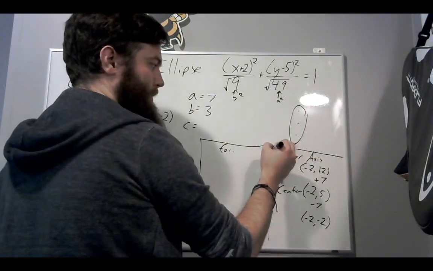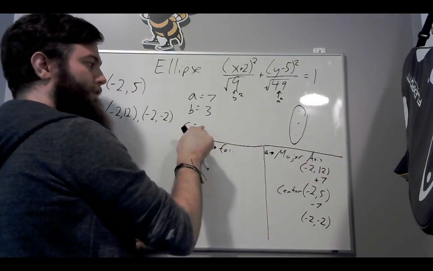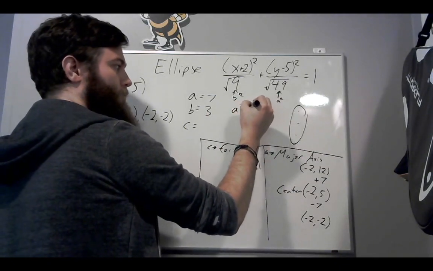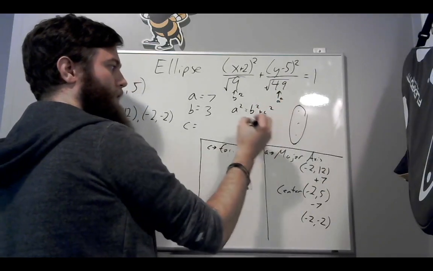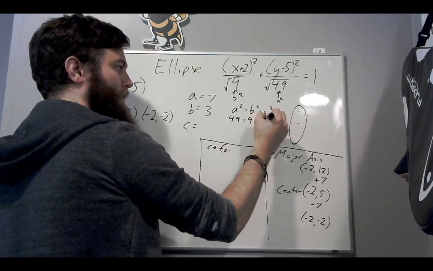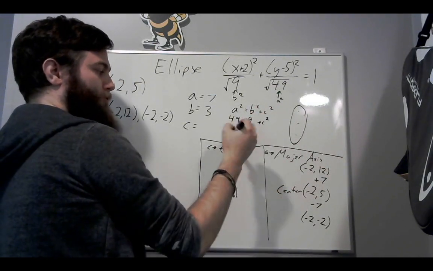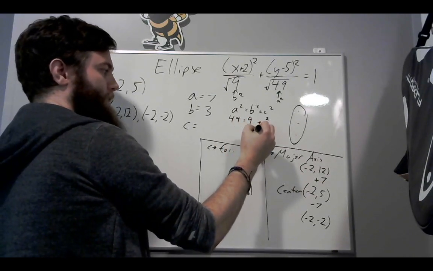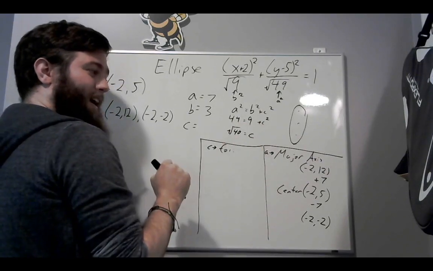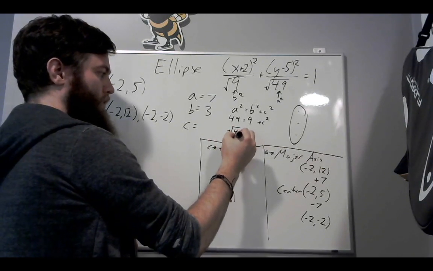So major axis is again your a value. Focus is going to be your c value. And to find c, we're just going to use that Pythagorean identity again, where a squared equals b squared plus c squared. So this is 49 equals 9 plus c squared. So I can subtract this over, and I would get c equals the square root of 40. So I'm going to simplify that. I'm going to change that to be 2 root 10.